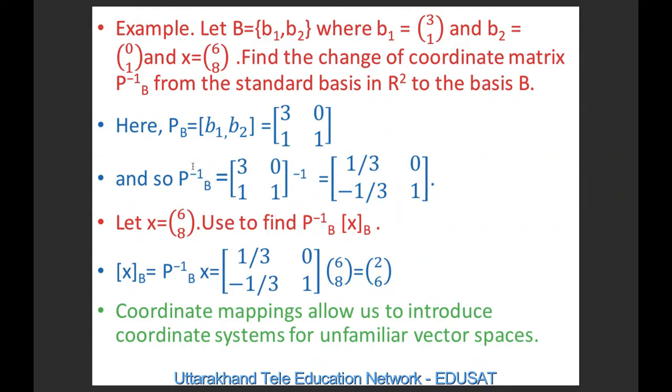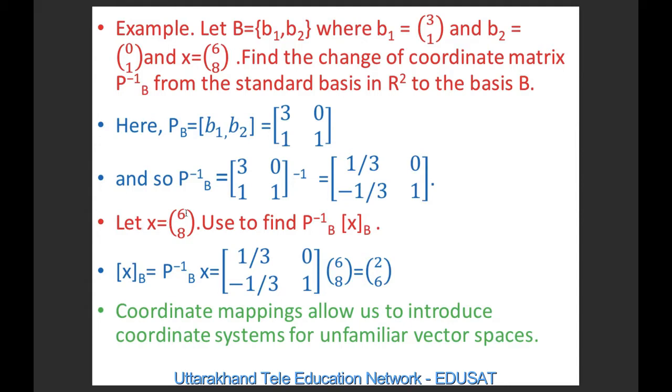Now it is easy to calculate PB inverse because we know that its determinant is 3 minus 0, which is not equal to 0. So we can find the inverse of this matrix by calculating the minor of each element and taking the transpose. So this will be equal to 1 upon 3, 0, minus 1 upon 3, 1. So this is the change of coordinate matrix from the standard basis in R square to the basis B.